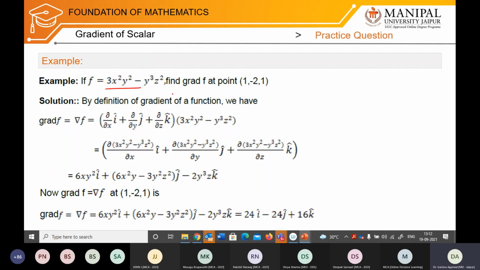Similarly, if I have one more vector and I need to find the gradient at the point 1, minus 2 and 1, again just write this Del operator. Then write the function. Multiply this function with every term of the operator. Differentiate the function with respect to x, y, z. Now I need to find the gradient at the point 1, minus 2 and 1. Substitute x equals to 1, y equals to minus 2 and z equals to 1 in this function. So you'll get the gradient at this point 1, minus 2, 1. Right?